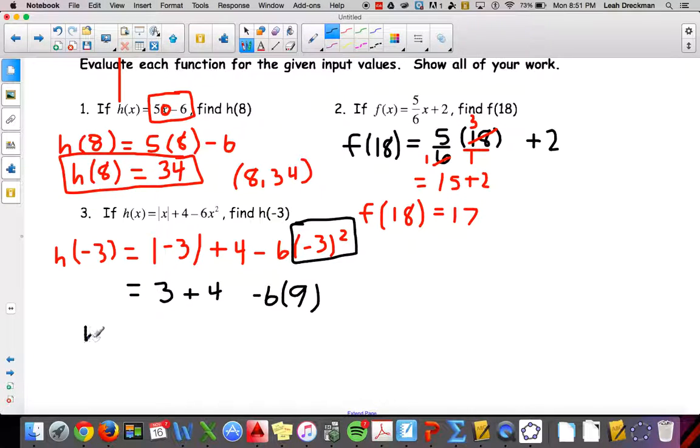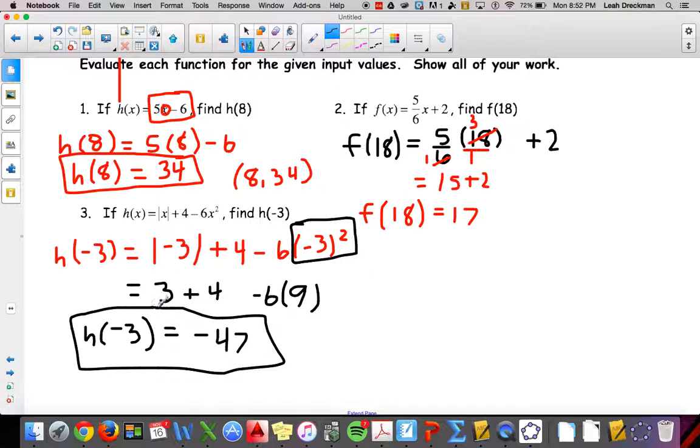So h of negative 3 is going to be 7. And then this is negative 54. So 7 minus 54, which would be a negative 47. So an input of negative 3 yields an output of negative 47.